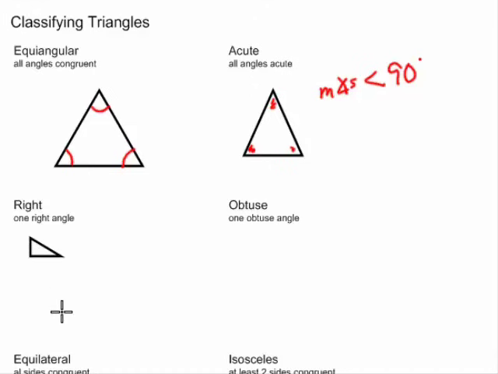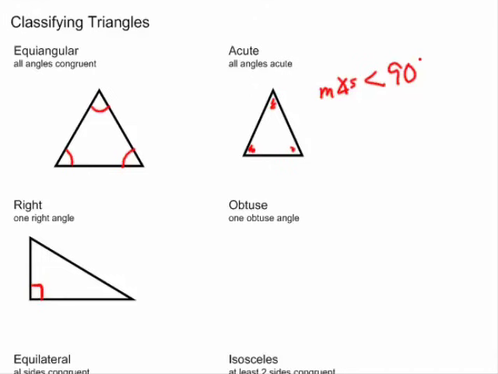one right angle. And we always know that it is a right angle by the box drawn in the corner to represent that we have a right angle. Now, it can only have one right angle. If it has more, we then break the theorem of the sum of the angles of 180 degrees.